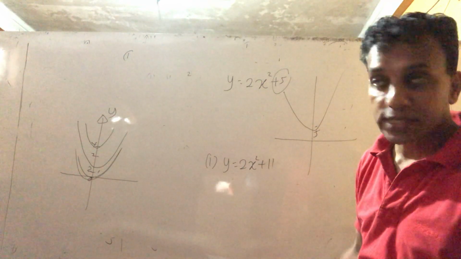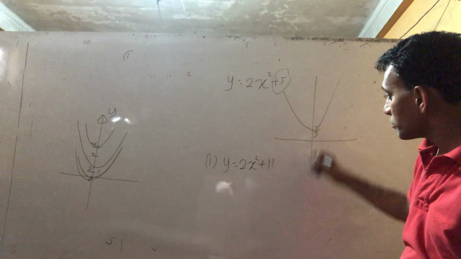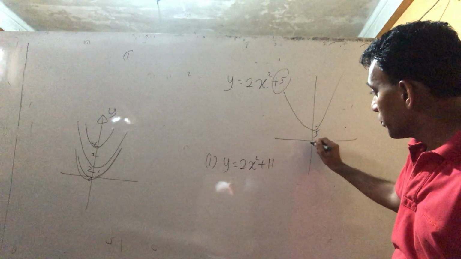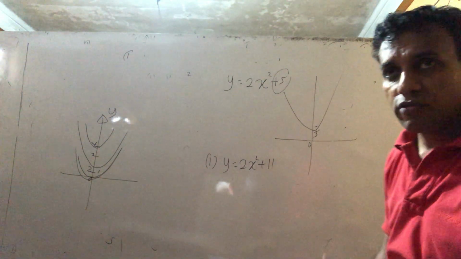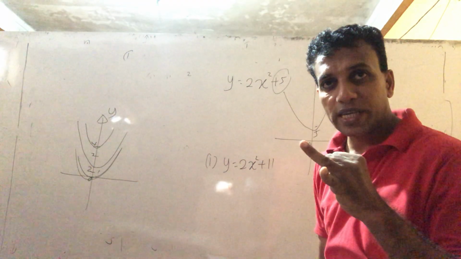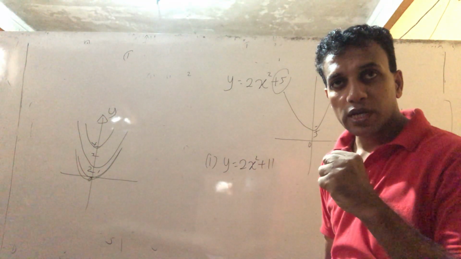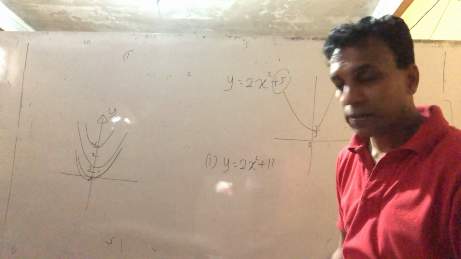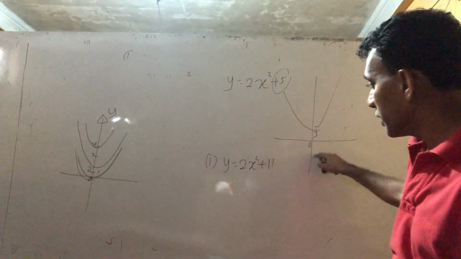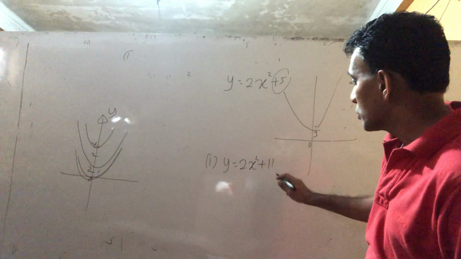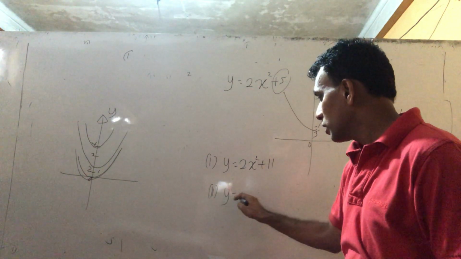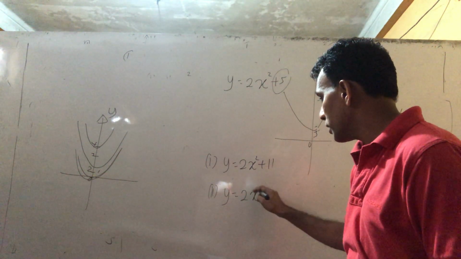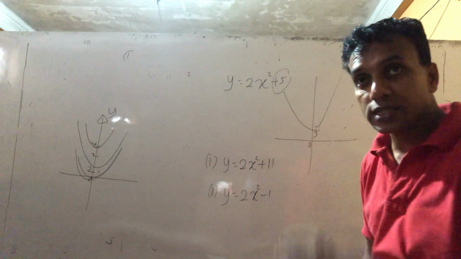Last one, 6 down. Take 6 down. Here 4, if you take here 5, another one, minus 1, is it? Take 6 down, check. 5, 4, 3, 2, 1, 0, minus 1. Okay. Here 5, another one here, no, minus 1. So the second part answer is y equal 2x square minus 1, 6 down.